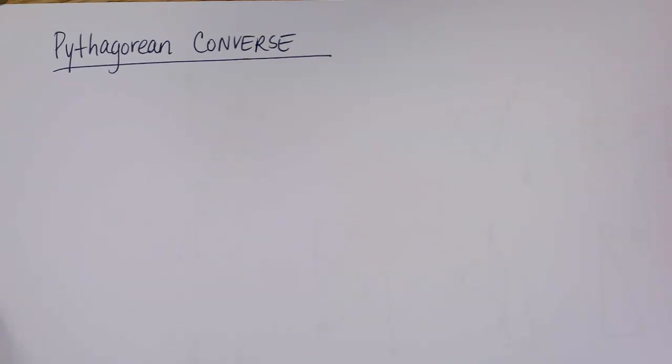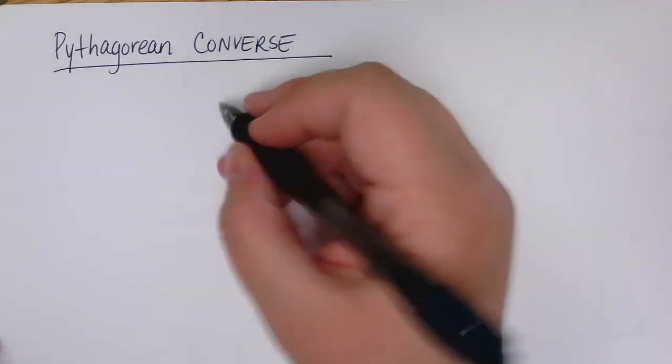For instance, we had: if lines crossed by a transversal are parallel, then corresponding angles are congruent. The converse would be: if corresponding angles are congruent when lines are crossed by a transversal, then the lines are parallel. So it's basically going in reverse order. The Pythagorean converse is the same idea.